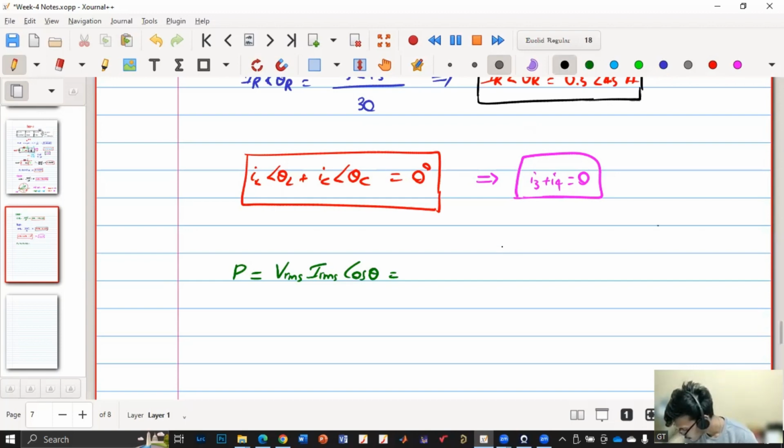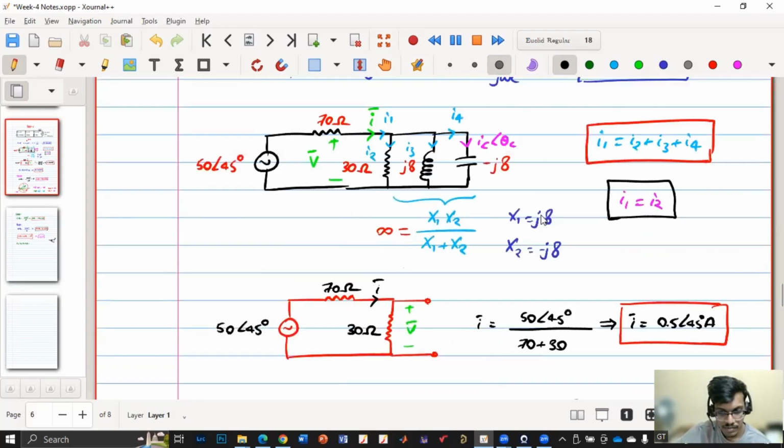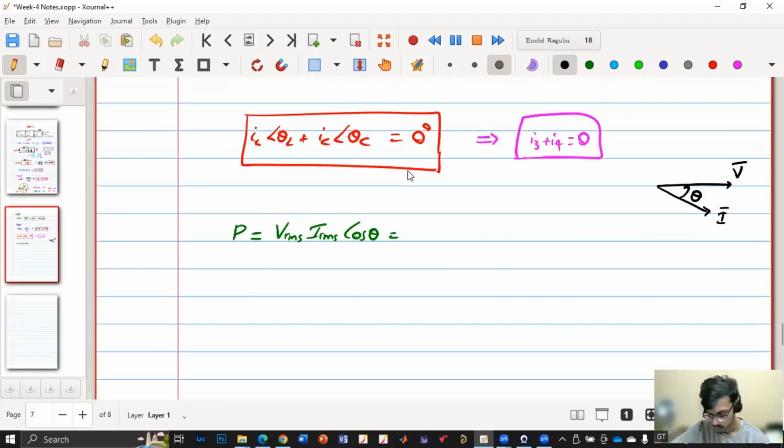When we say theta, it is the angle difference between V and I. So theta is not the angle of V, and it is neither the angle of I nor the angle of V. When we say cos theta, theta is the angle difference between V and I. So what is the angle difference between V and I here? 0. So cos theta is 1. Okay, first let us calculate. Then we'll again come back to a different way of looking at this problem.